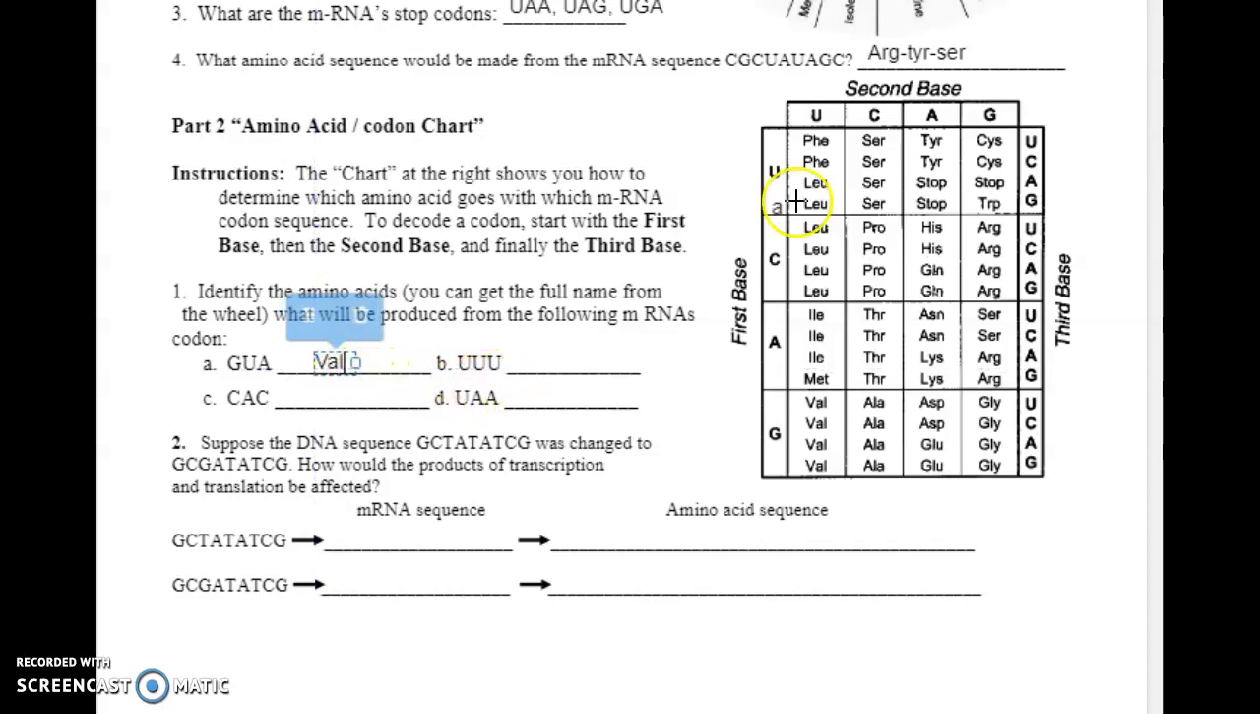Then we have UUU, so find our U on the first side. There's a U right there, so we're going to be inside this box. And there's a couple of choices there. So we have to get the third U, which comes straight across right there. And it's going to be phenylalanine, so PHE.